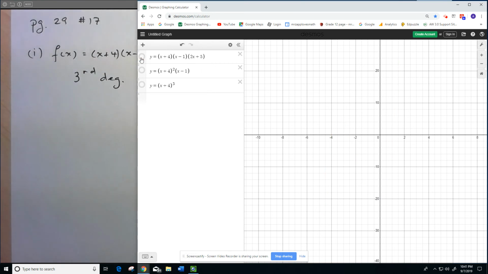Now, when I look at the second equation, I see that there's only two different factors. Negative 4 is going to make this equal to 0, and 1 is going to make this equal to 0. So what do we have? Negative 4 and 1, our x-intercepts, relate to this factored form. If I look at the third one, I should expect that the only thing that's going to make this equal to 0 is negative 4. And of course, when we graph it, we see that the only x-intercept is at negative 4.